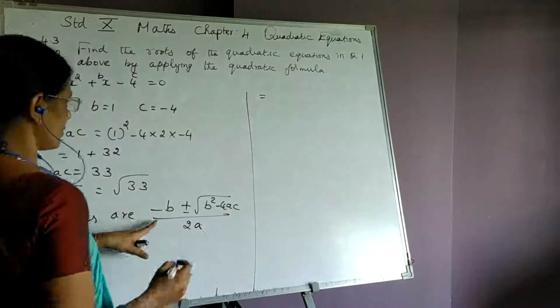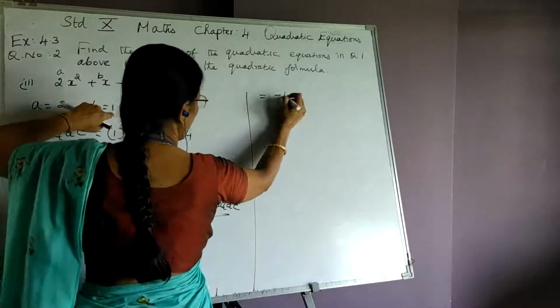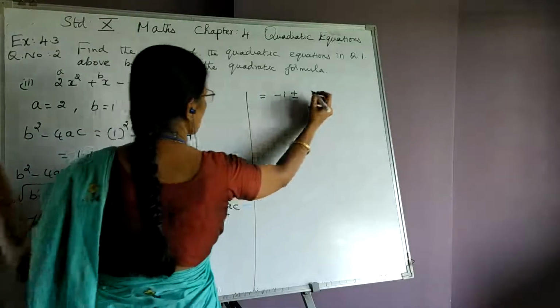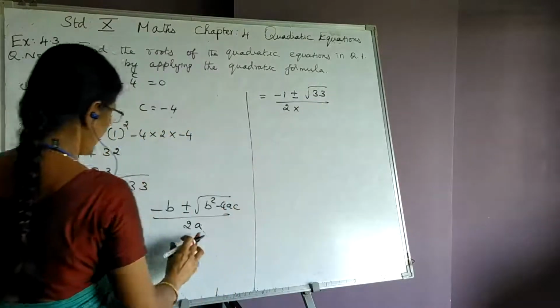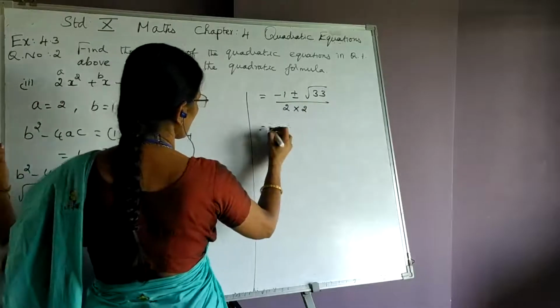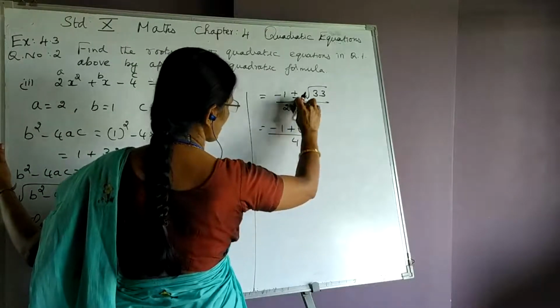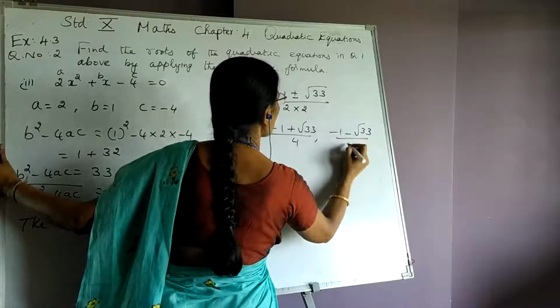Substituting, we get minus, what is the value of b? b is equal to 1. So I write plus minus. What is root of b square minus 4ac? We have found root of 33, upon 2 into a. What is the value of a? It is equal to 2. Which is minus 1 plus root 33 upon 4, splitting the sign. The second one is minus 1 minus root of 33 upon 4.